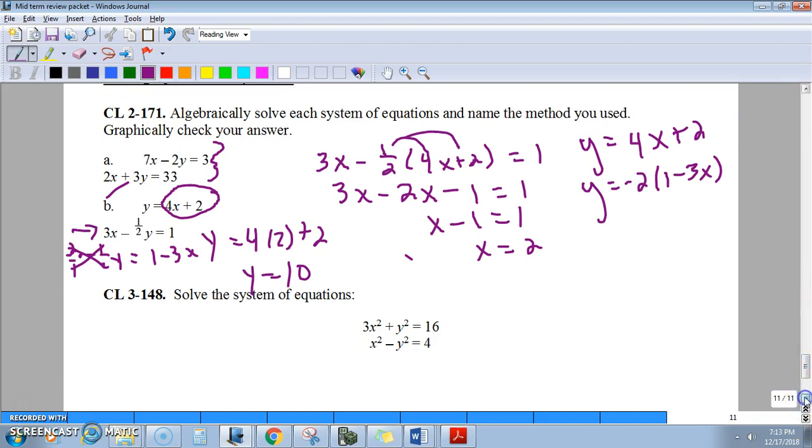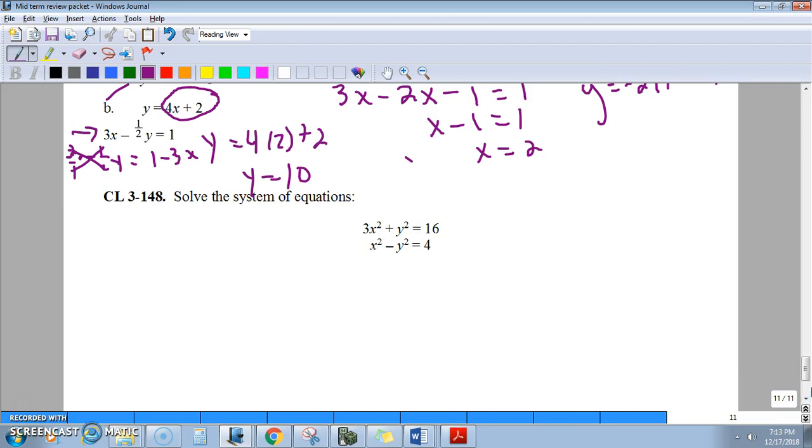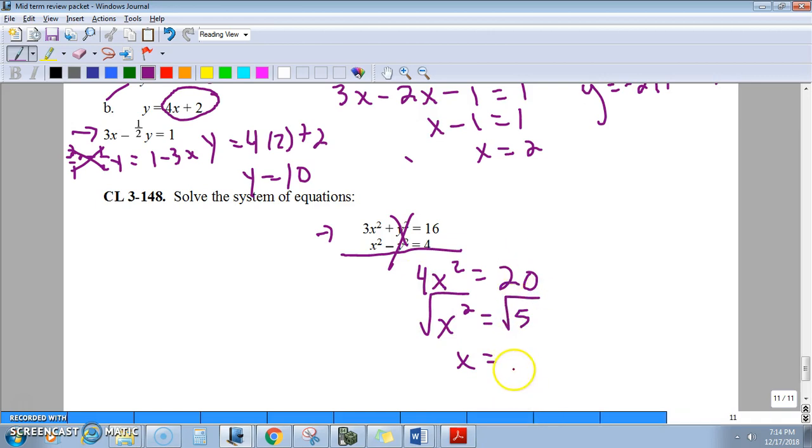And this last one looks a bit more complicated, but I think the one on the test is a bit more complicated. So let's factor the bottom one, solving the systems of equations. So actually, I'm not going to factor this because look, I can solve it just like this. Let's combine them because this cancels out. So I get 4x squared equals 20. X squared, if I divide it by 4, equals 5. So x equals, if I take the square root of both sides, positive and negative square root 5.